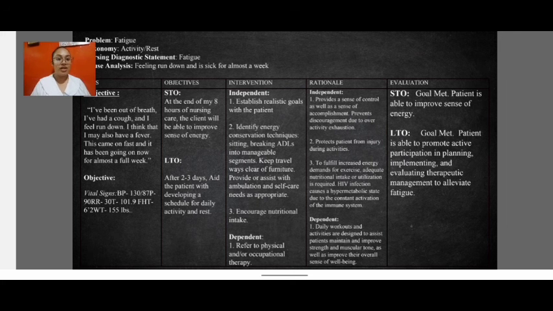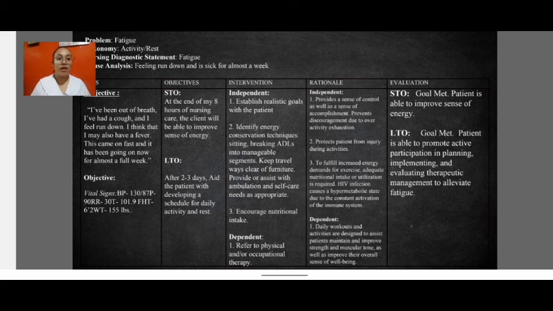For the long-term observation, it is to aid the patient with developing a schedule for daily activity and rest. That would be after 2 to 3 days. For our independent intervention, first is to establish realistic goals with the patient. This provides a sense of control as well as a sense of accomplishment. This will prevent discouragement due to overactivity or exhaustion.